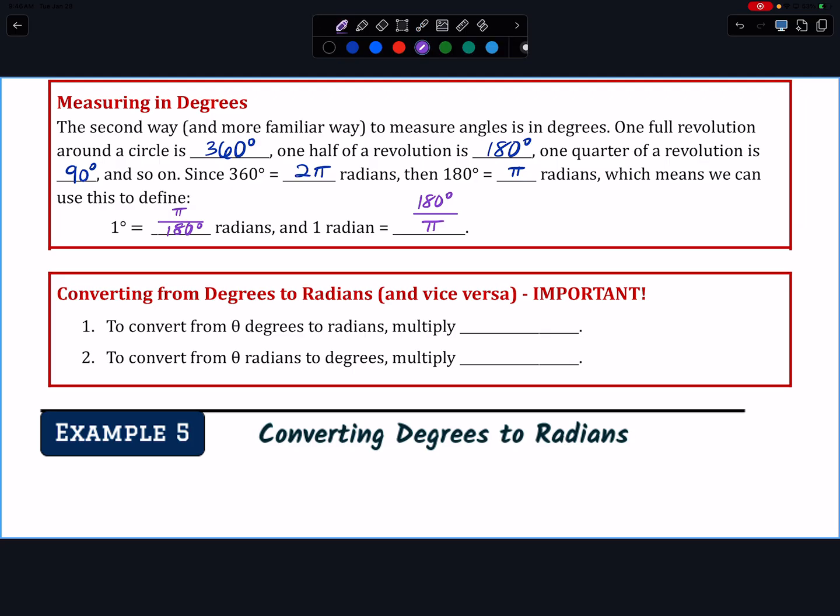Okay, so if I want pi, that means I want pi on top, and I don't want degrees anymore, so I put the degrees on the bottom. So that means I'm going to put 180 degrees on the bottom. If I don't want radians and I want degrees, that means I want to make the pi go away. So the pi goes on the bottom, so it cancels, and the 180 degrees goes on top.